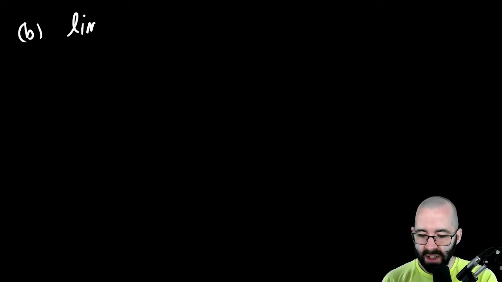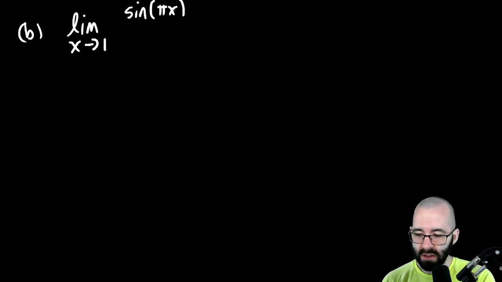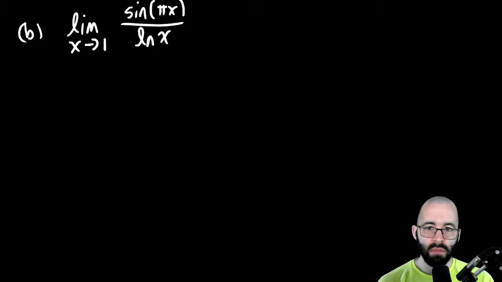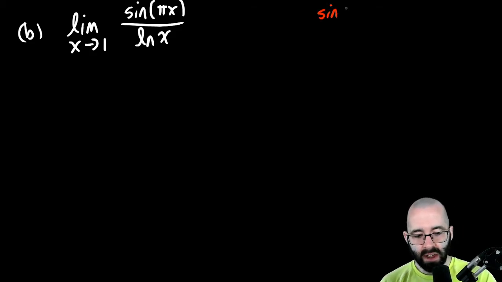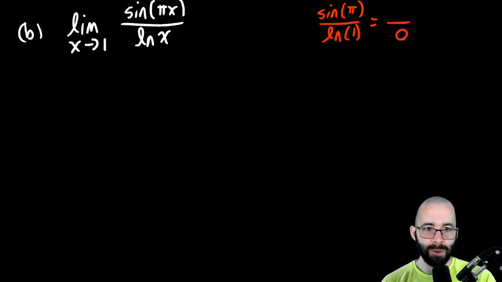Let's get some more practice. Part B, the limit as x approaches 1 of the sine of pi x over the natural log of x. And again, both the top and the bottom functions are continuous on their domains. So as long as we're not dividing by 0, then we can use direct substitution. So the sine of pi times 1 divided by the natural log of 1. Well, the natural log of 1 is 0.